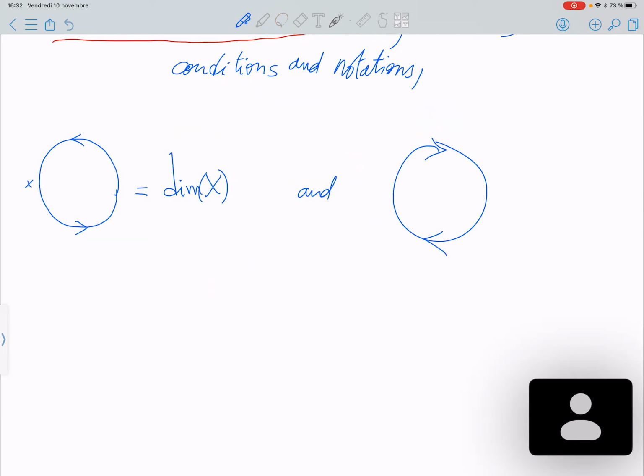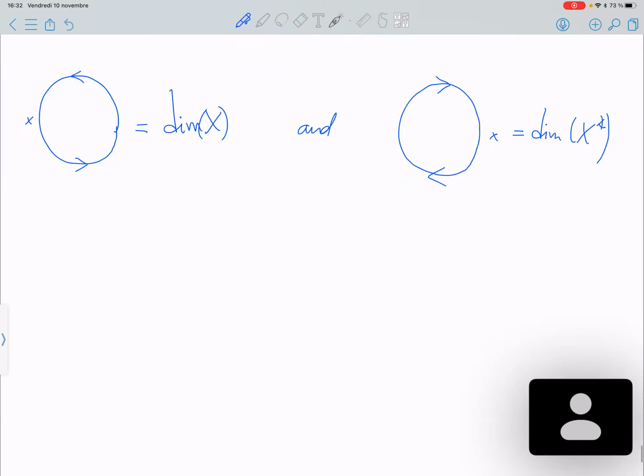Here the X is here. Here the X is here. It is the dimension of X star. Okay. We try to make a better circle. Okay.